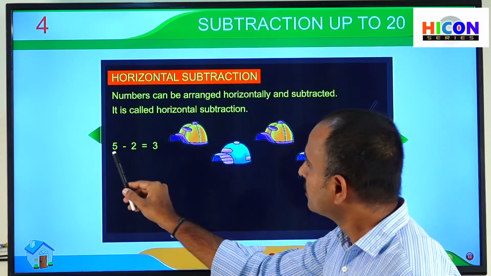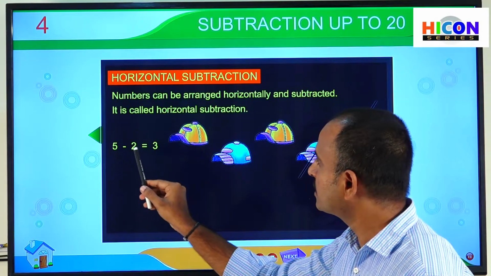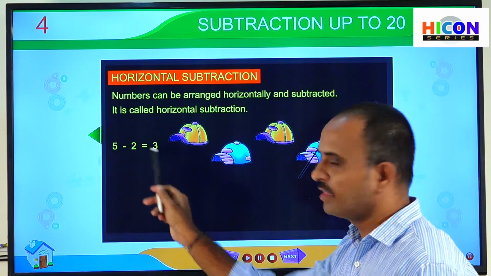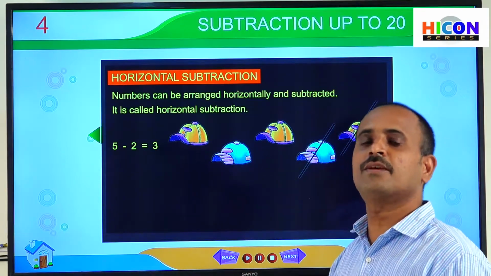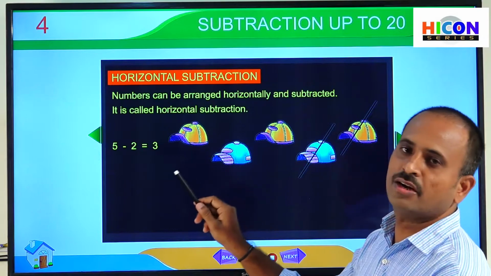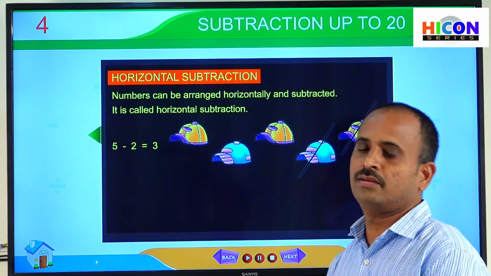So see here, the 5 is written beside the 2. Here the 2 numbers are written one beside the other. So such type of subtraction is called horizontal subtraction. So this is about horizontal subtraction. So in horizontal subtraction, the 2 numbers are written one beside the other.